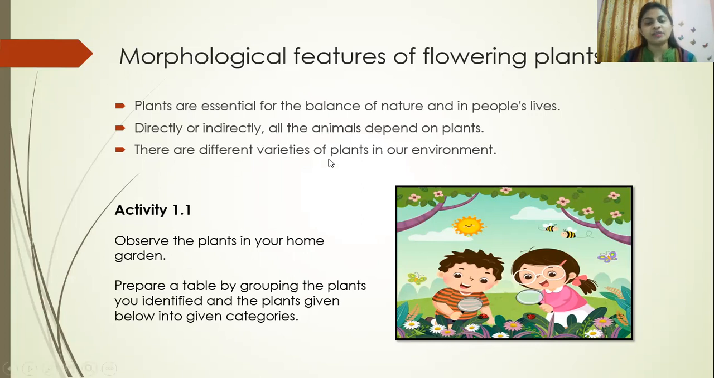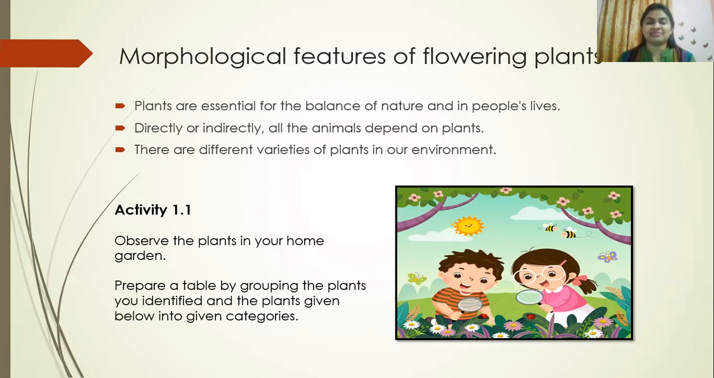Then there are different varieties of plants in our environment. Just have a look now. There's an activity in your textbook. Observe the plants in your home garden and prepare a table by grouping the plants you identified and the plants given below into given categories. Right. You can do a little exploration. You can go out of your room. Now these days you're so bored, we know.